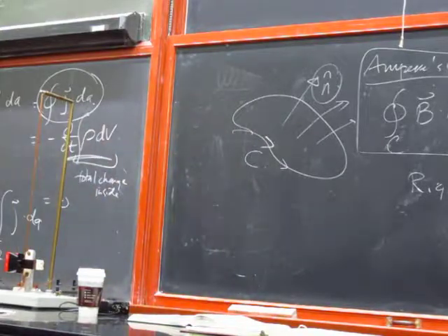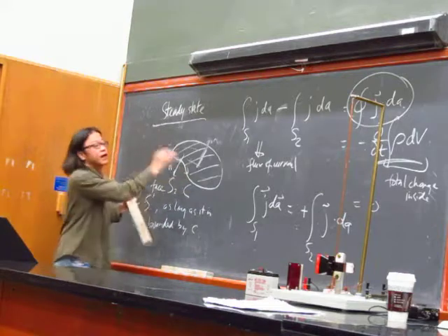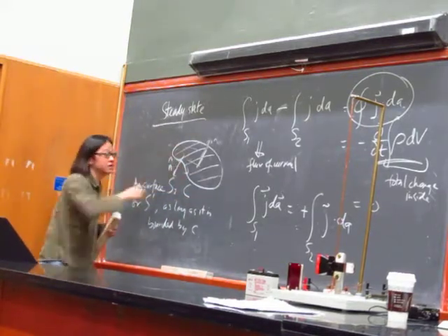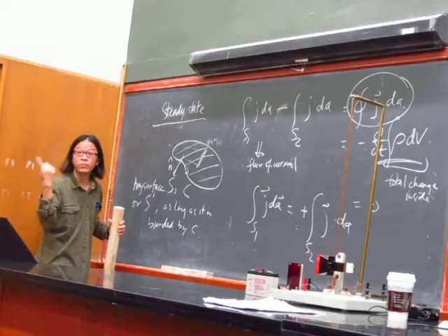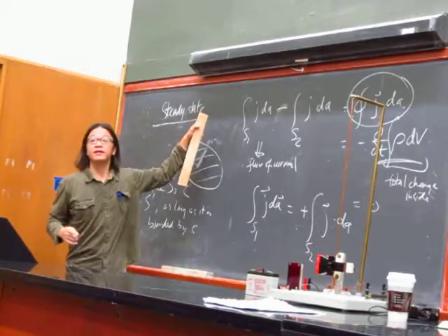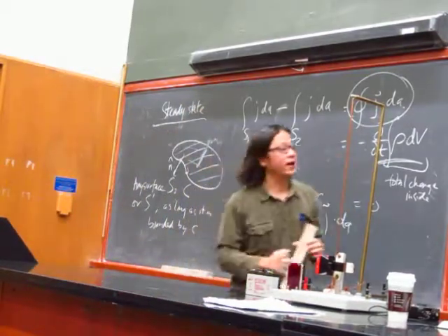If I have a bounded curve C, then the current through that bounded loop is independent of what surface I use, in a situation of steady state, when dρ/dt is equal to 0.